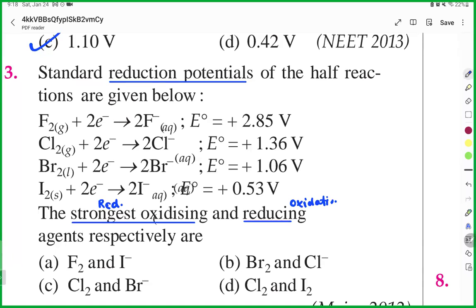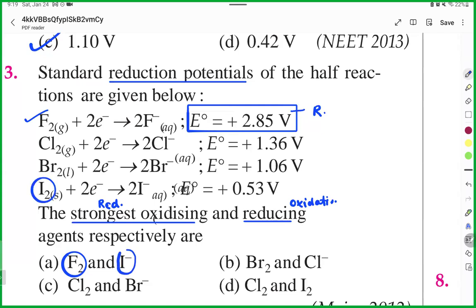Option A. Yes, very good. This is correct. How do we know? Where we have the maximum value of reduction potential, fluorine. Maximum value means reduction, minimum value means oxidation. So maximum value is F2, that's why it will undergo reduction. If you see the minimum value out of these four, iodine has the minimum value, so it will undergo oxidation out of these four.